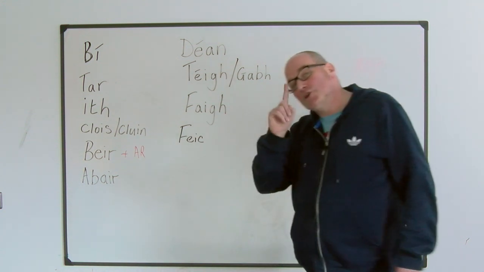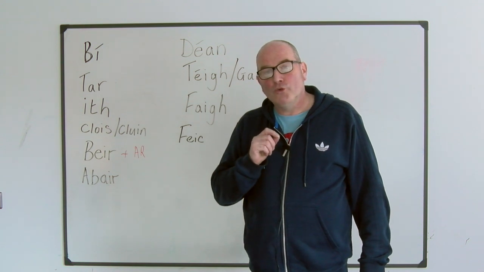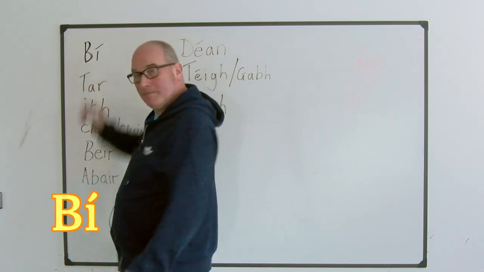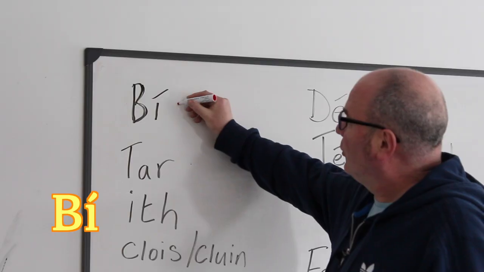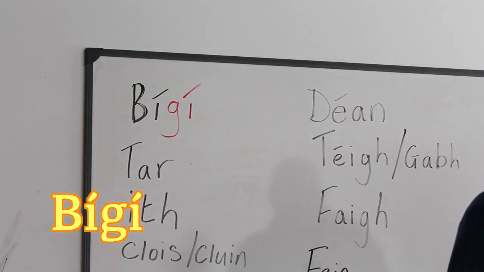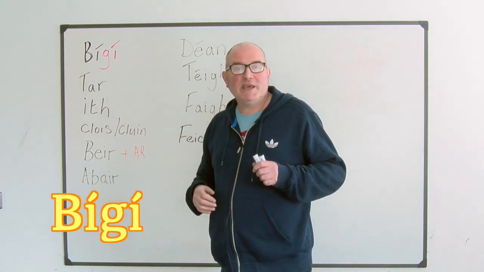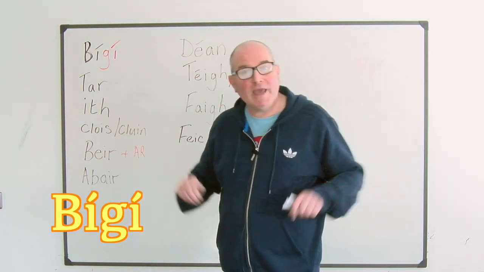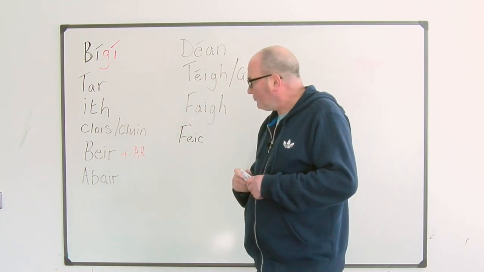So that's if you're talking to one person. So now I'm going to turn to more than one person. So let's go back to B. With B, if you want to tell, say, a classroom of kids or something like that, to be quiet, biggie cuin, be quiet, shh. Okay, biggie my, be good. Okay, that's great.